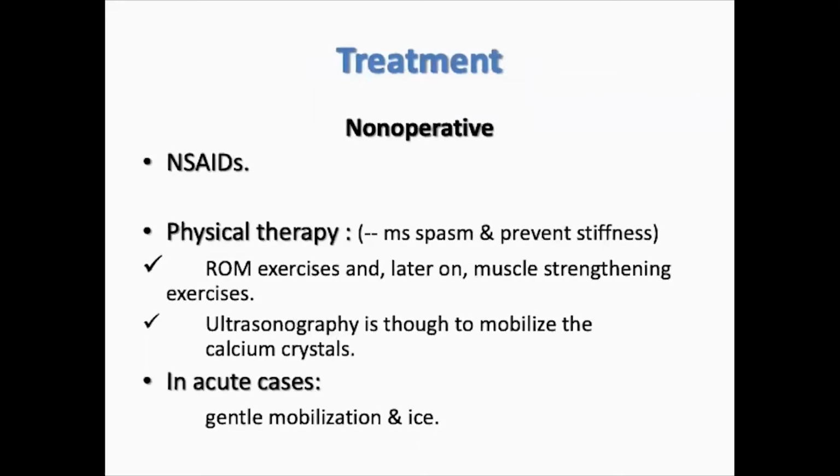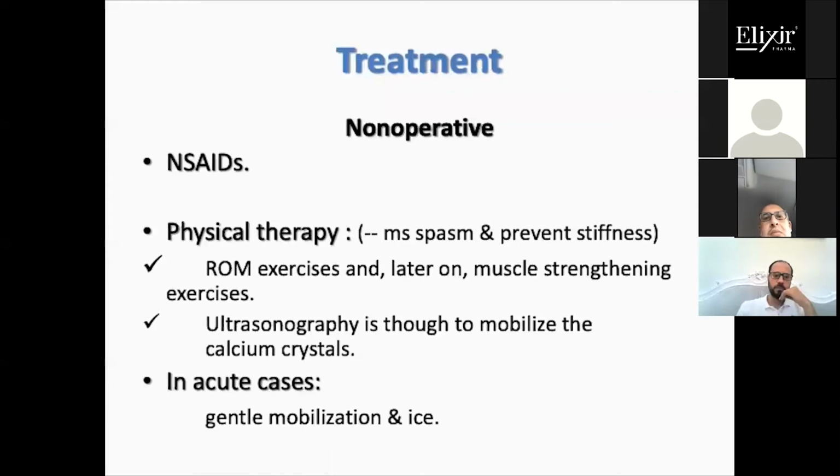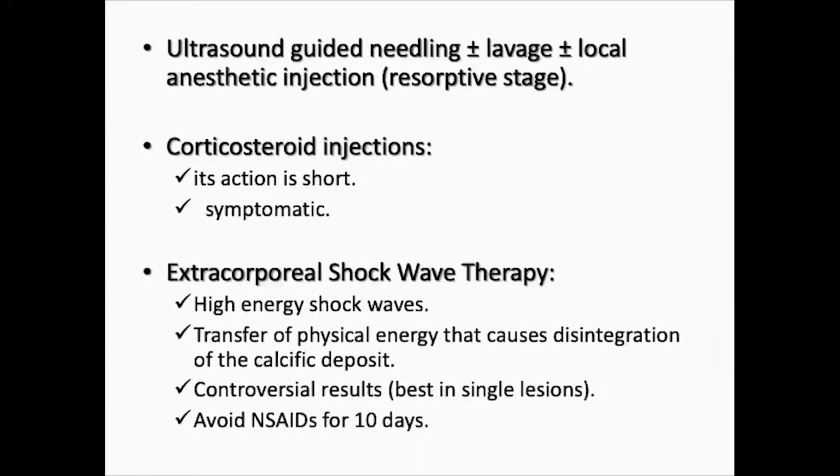Conservative management usually succeeds in most cases. It can be in the form of physical therapy to reduce muscle spasm and prevent stiffness, with gradual progressive muscle strengthening, and ultrasound is thought to be able to mobilize the calcium crystals. Ultrasound-guided needling, lavage, and local anesthetic injection can be introduced. Corticosteroid injections can be considered. Extracorporeal shockwave therapy can sometimes be beneficial.